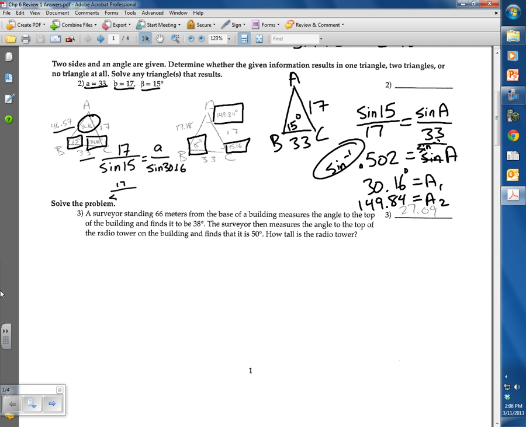17 over sine of 15 equals c over 134.84. Cross multiply, we'll get 33 and 46. Oh, I'm sorry, 33 was given. We did not need to do this part. That's an extra step. I already knew about side A. So to find side C, though, we can go right here, and we do end up with 46.57.